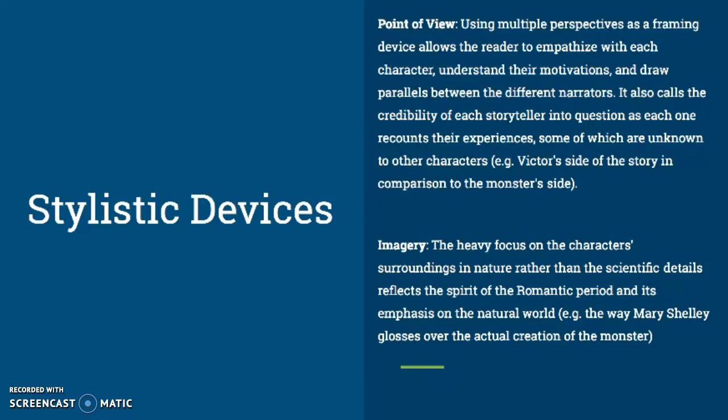For example, Victor's side of the story is in comparison to the monster's. We get an entire section of the novel where the monster is going through different situations that Victor has no idea about. So when the two meet up again, Victor is surprised at the change in the monster's attitude towards him.